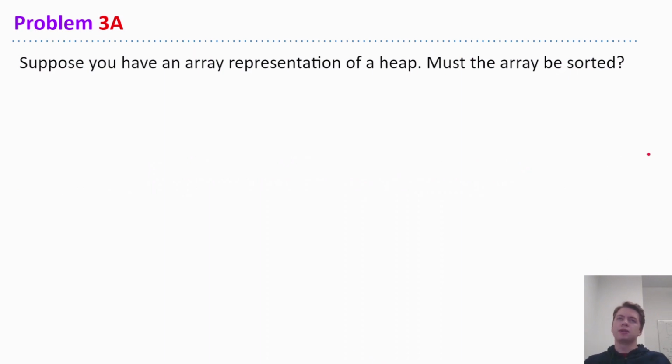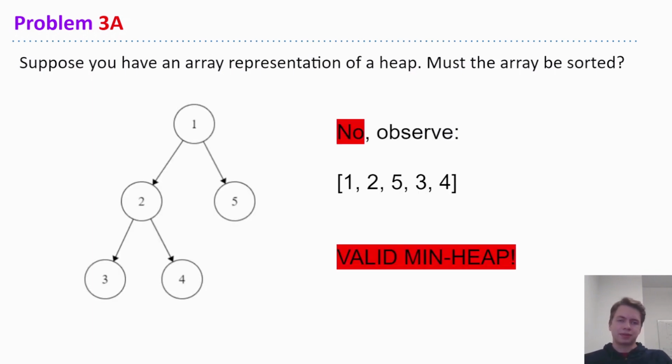So 3A asked you, suppose you have an array representation of a heap. Must the array be sorted? The answer is no, right? Like in the last problem, the child nodes may or may not be greater than one another. So if any of the child nodes are not in the correct sorted order, then this would disprove the statement. And we can see that here, where this heap is 1, 2, and 5. And then 2's child is 3, which is not a sorted array, but is a valid heap.